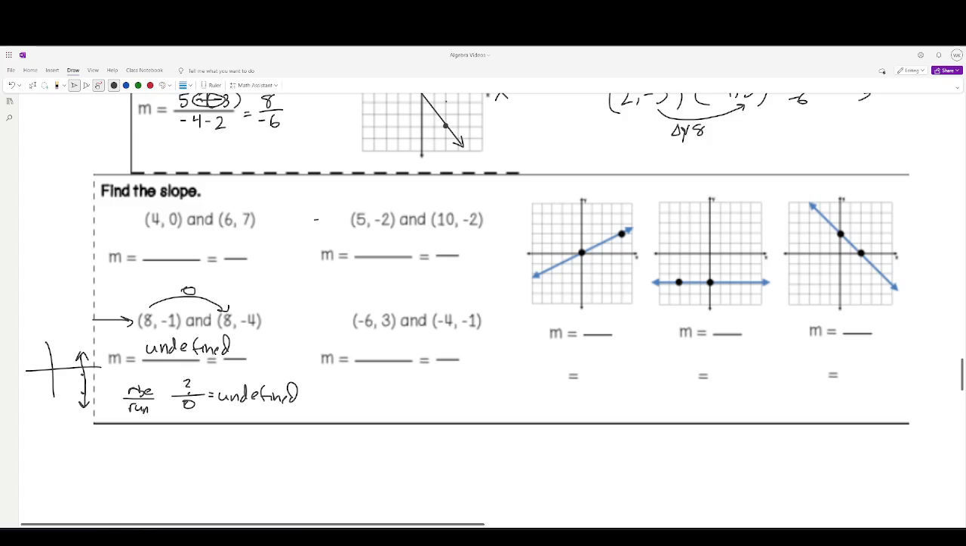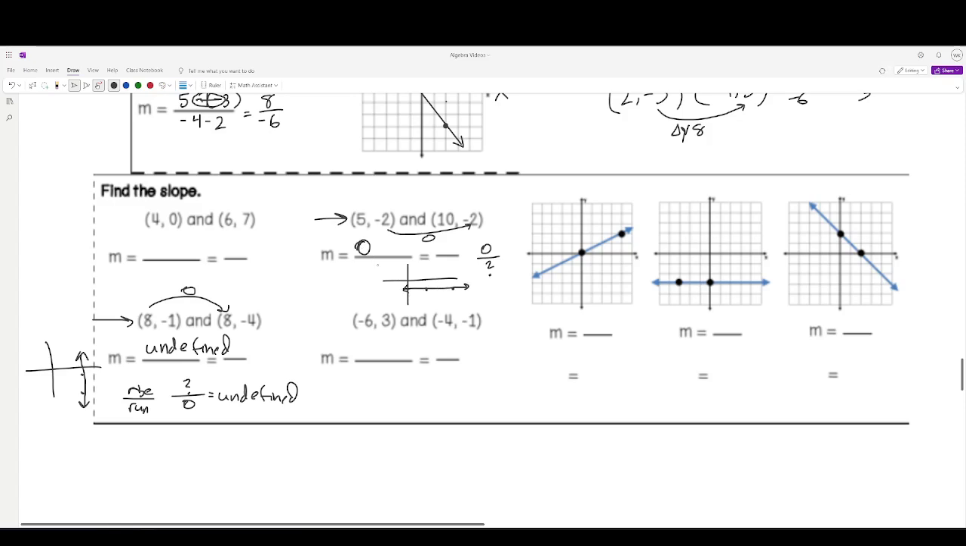Contrast that with this one, where my y value didn't change. Y value I usually draw underneath. So if my y value doesn't change, then my rise is 0. So if my rise is 0, I have 0 on top over something on the bottom. So we should know that 0 divided by anything is 0. So here my slope equals 0. It's a horizontal line. And if you think about sketching it, (5, -2) would be here, and (10, -2) would be here. So I'm getting a horizontal line, meaning I have a slope of 0.